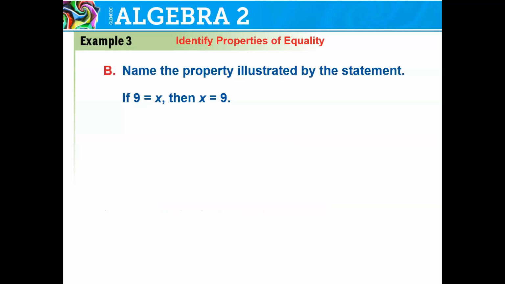Okay, name the property illustrated by the statement. If 9 is equal to x, then x is equal to 9. In this situation, they're saying the same thing. It's just a matter that they flipped the order. So that falls into the symmetric property.